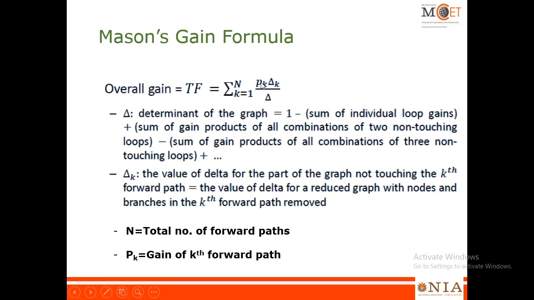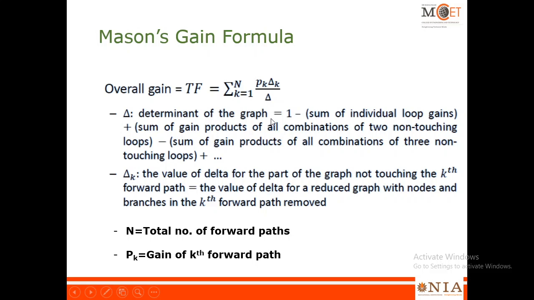And Pk represents the gain of the kth forward path. If there are 2 forward paths, then you will have P1, P2. So P1 will be the gain of the first forward path and P2 will be the gain of the second forward path. So before we move on to delta k, we should know what is delta.